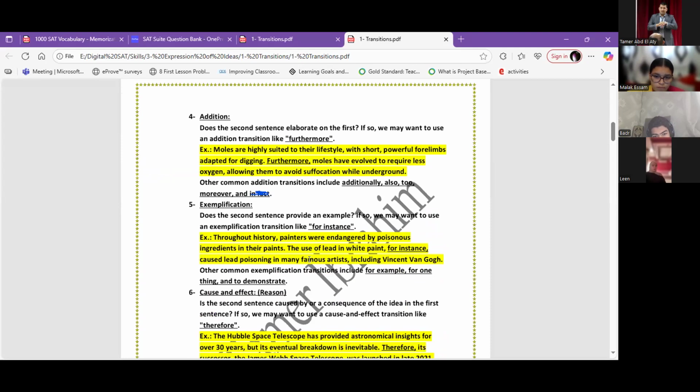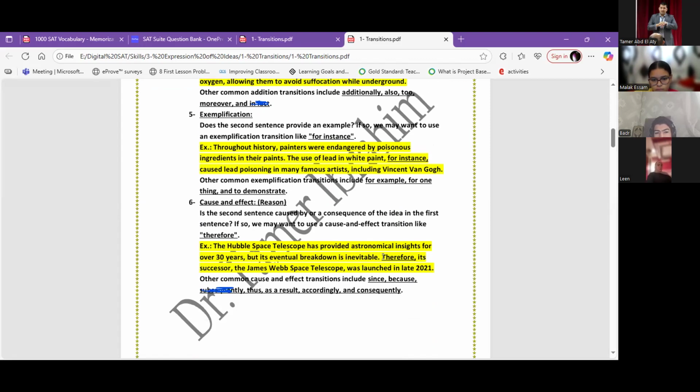After that, exemplification. To give an example. Like what? For instance. For example. For one thing. To demonstrate. So, here the sentence: throughout history, painters were endangered by poisonous ingredients in their paints. Okay? So they were poisoned by poisonous ingredients in their paints. الألوان اللي بيستخدموها كان فيها poison. After that he said what? The use of lead, القصدير, in white paint. Yes, this is an example. Caused lead poisoning in many famous artists, including Vincent van Gogh. So for instance, exemplification.